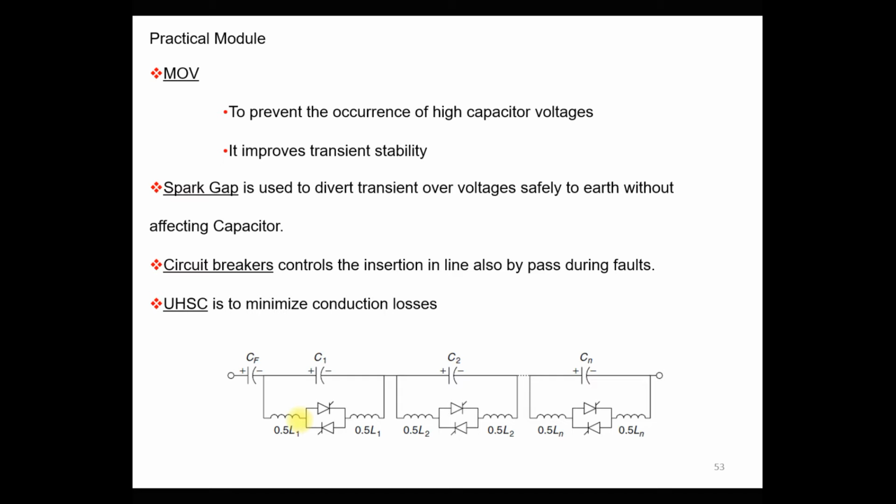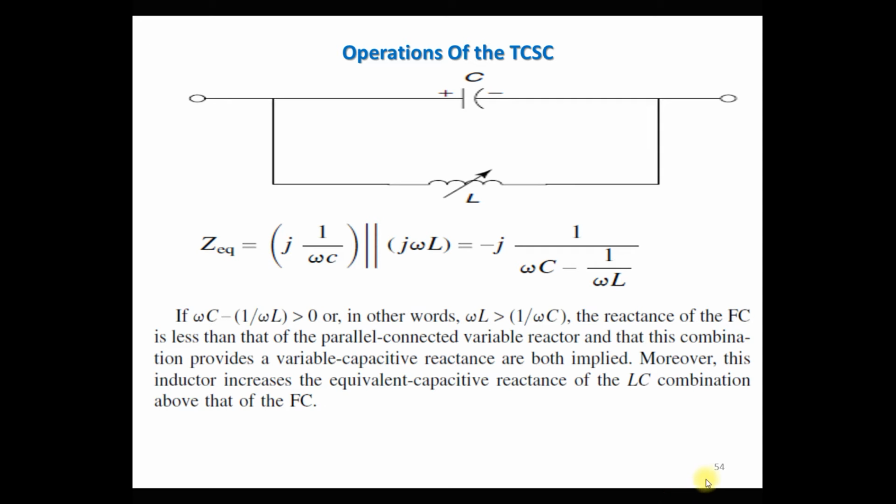And the second function of this thyristor controlled reactor with inductor is to provide the inductive reactive power during the requirement when voltage at the bus becomes more than the rated voltage. It will increase the impedance of the line. Now we understand the operation of thyristor controlled series capacitor.